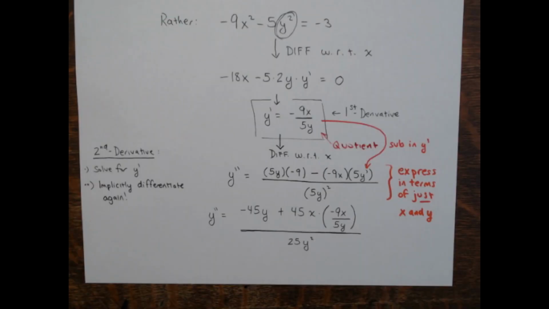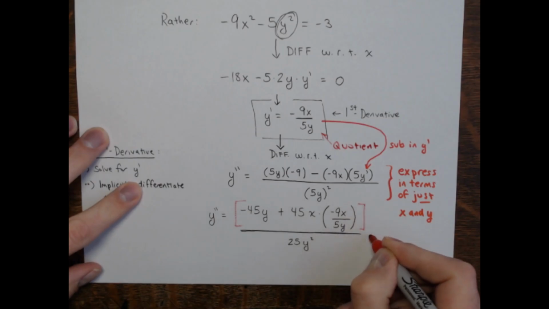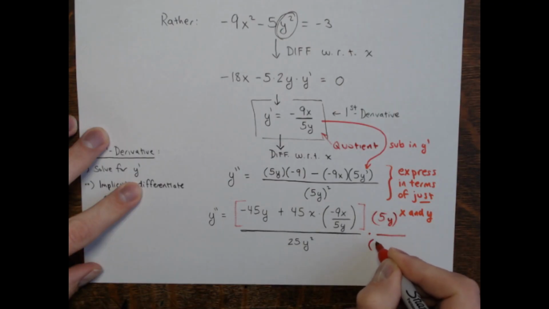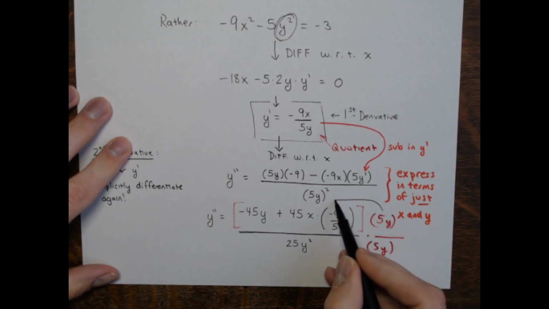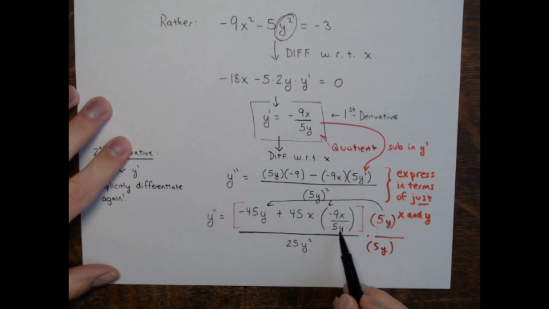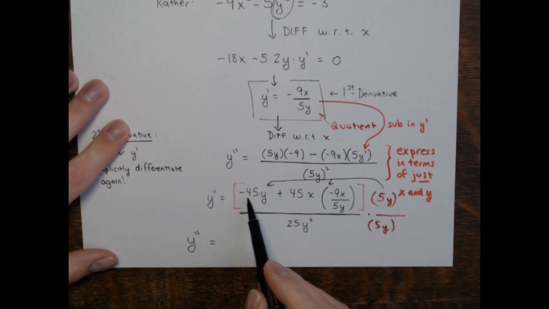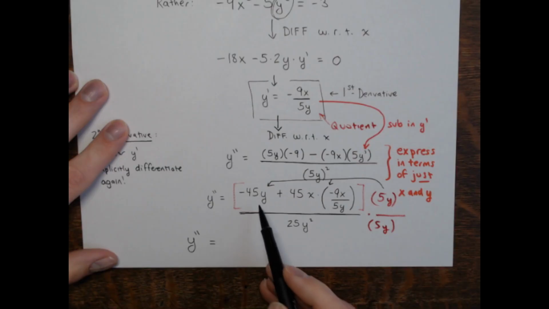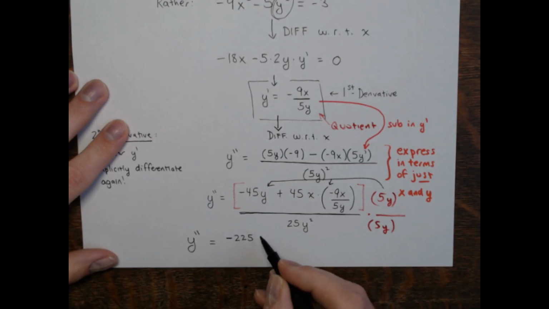Now, complex fraction, I can easily get rid of this denominator of 5y up top here by multiplying the entire numerator by 5y and doing the same to the denominator, right? So that'll be distributed, right? There are multiple terms up here, and that's supposed to get rid of this 5y. Remember, simplifying complex fractions. So we got y double prime equals 5y times the negative 45y. So that'd be negative 225y squared.